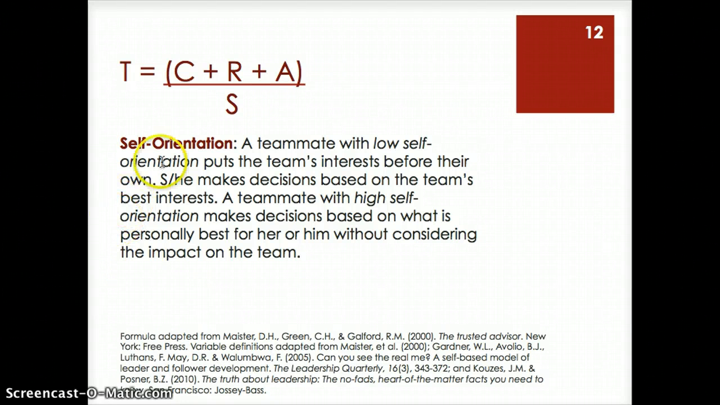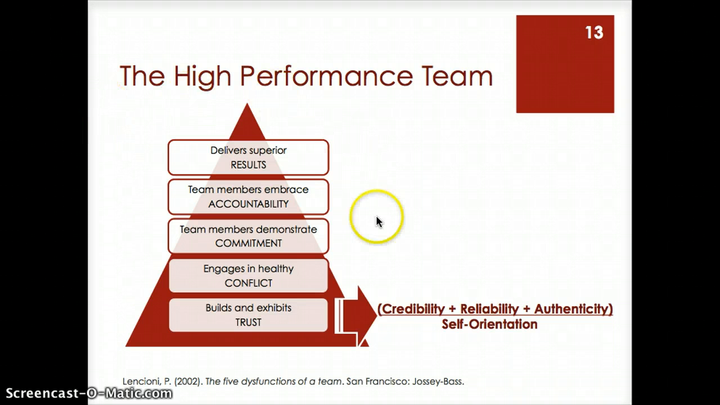Clearly, if we have a teammate with high self-orientation, if this denominator is a high value, that's going to result in a low level of trustworthiness. If the denominator is low, that's going to result in a high level of trustworthiness. So this is what we see then. If we put together the characteristics of a high-performing team with our trustworthiness or trust equation, how do we build and exhibit trust? We build it by exhibiting credibility, reliability, and authenticity, and a low degree of self-orientation.